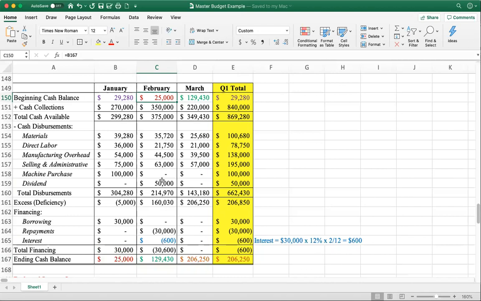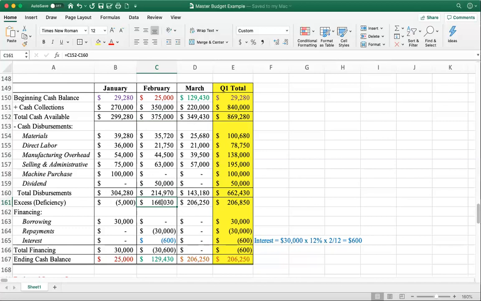And then your cash disbursements coming from your cash disbursement and other budgets that you have made, labor's budget and overhead budget. In addition, you have paid $50,000 in dividend, so that you subtract. You haven't purchased any material anymore, so nothing else can be deducted for material. So 214,000 is your total cash disbursement. Subtracted from your 375,000, you have $160,000 cash excess, no deficiency anymore.